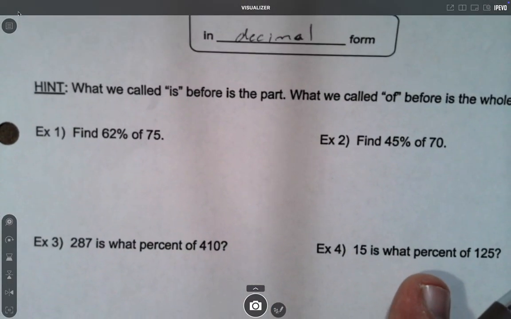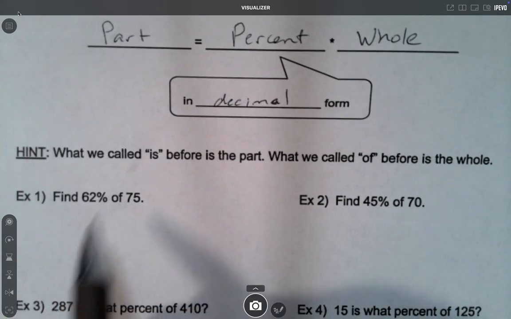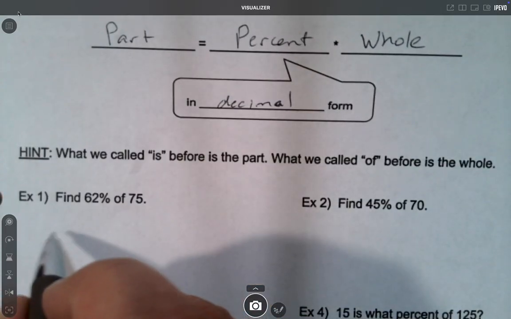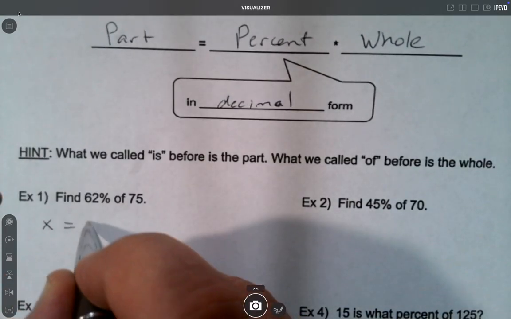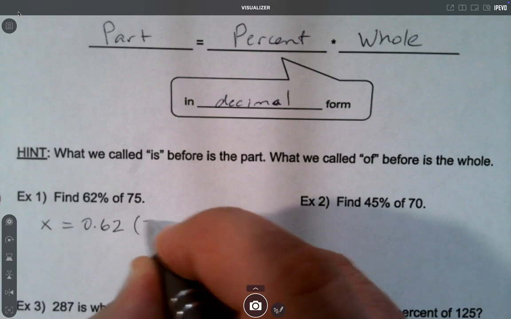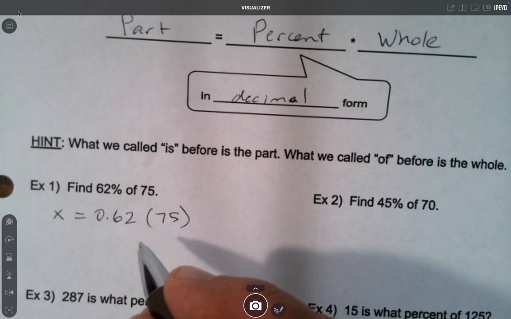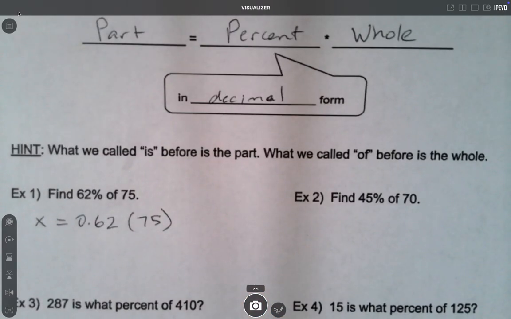Okay. So find 62% of 75. We don't know the part because that's the is. So we'll say x equals 0.62 because I changed the percent to its decimal form, of 75 because that's the whole. 75 is the whole. We're trying to find out what part makes up 62% of it. And you will be allowed to use calculators here as well. 0.62 times 75 is 46.5.